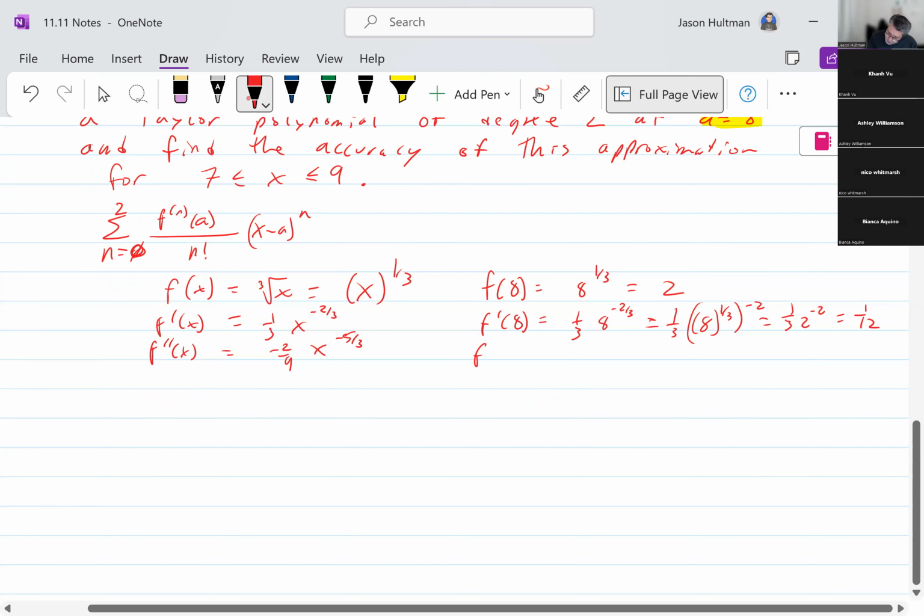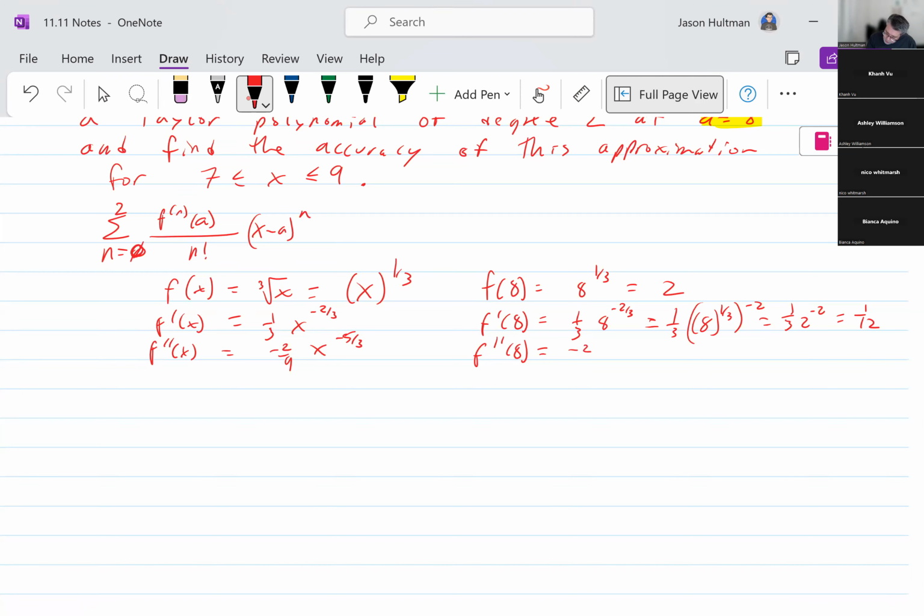Okay, f double prime of 8 is equal to negative 2/9 times 8 to the negative 5/3, and we can do that little trick again of just saying that's 8 to the 1/3 to the negative 5th power.